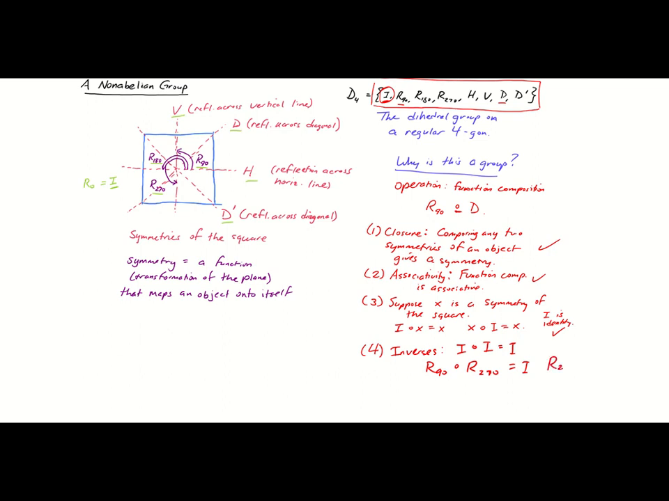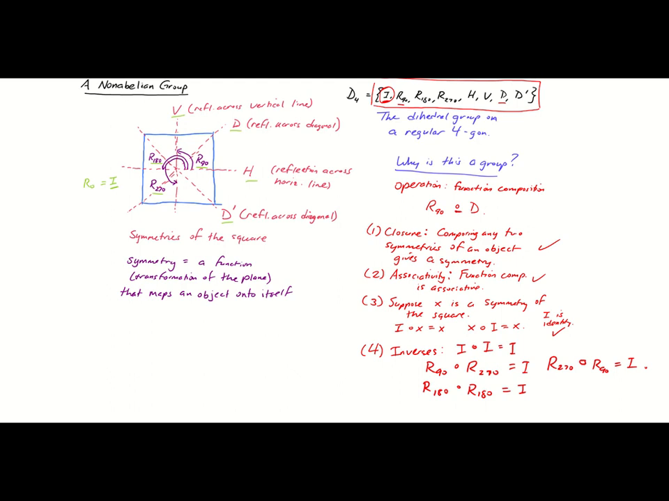And I could also compose them in the other order, and I would get the same result. Oh, sorry, that should be a composition there. So that means that R90 and R270 are each other's inverses. R180 composes with itself to give the identity. So R180 is its own inverse.